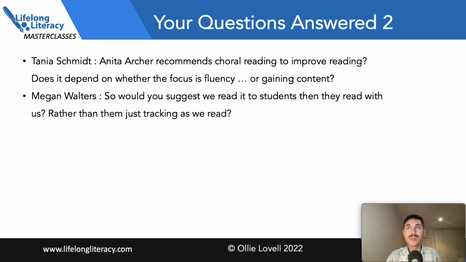Would you suggest we read it to students and then they read it to us, rather than them just tracking as we read? So one of the challenges, and this is probably going to relate to the next couple of questions on this slide, which are all about this same redundancy to do with written and spoken text idea. One of the challenges we face as teachers is that the redundancy with written and spoken text relates to one specific student, right? So Megan in our class might be a really confident reader. So having it in written form and her hearing it at the same time is actually redundant for her because she's a very capable reader.